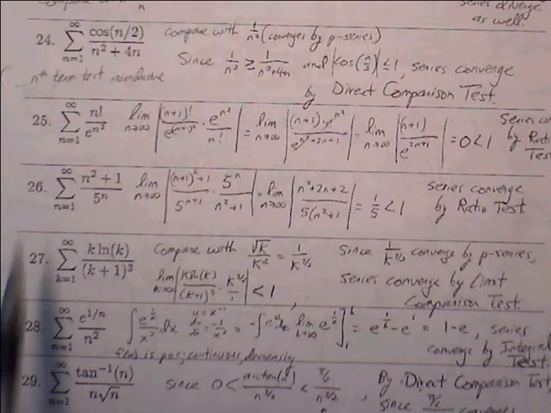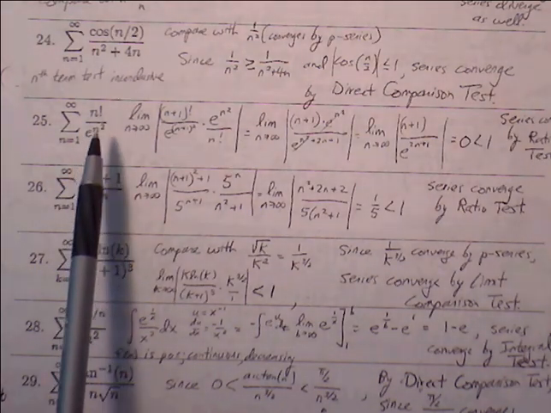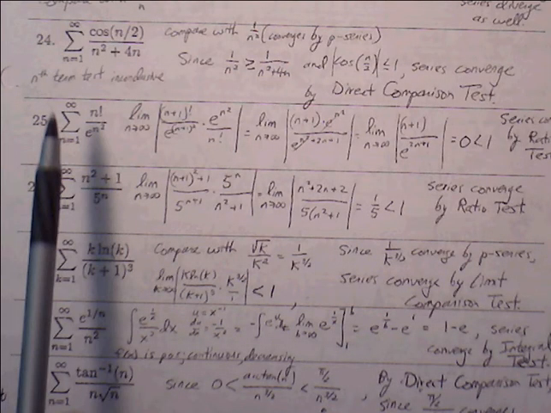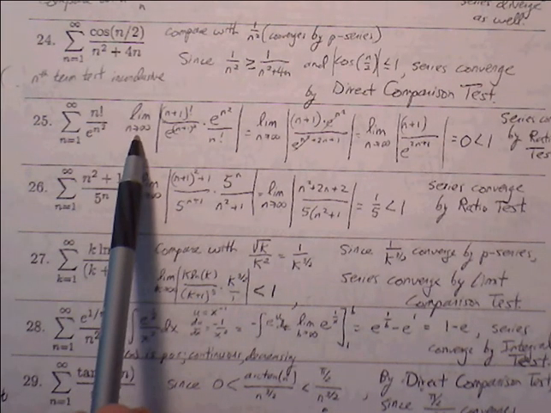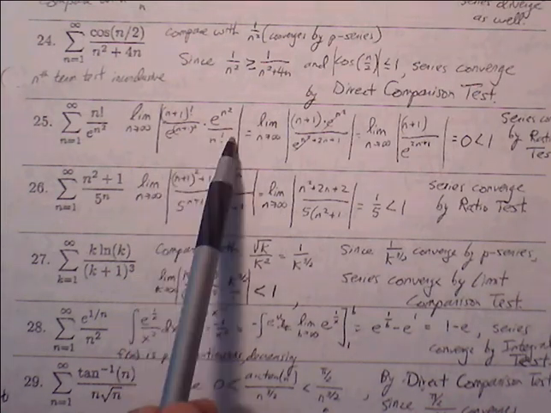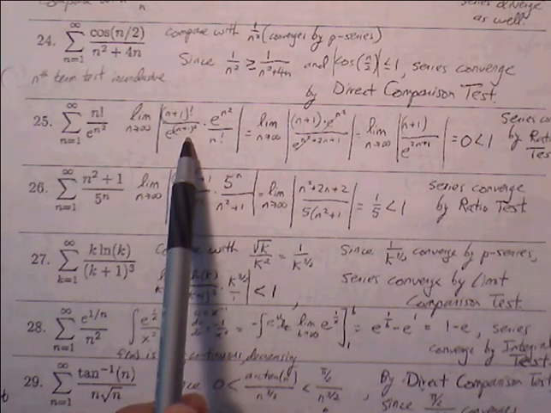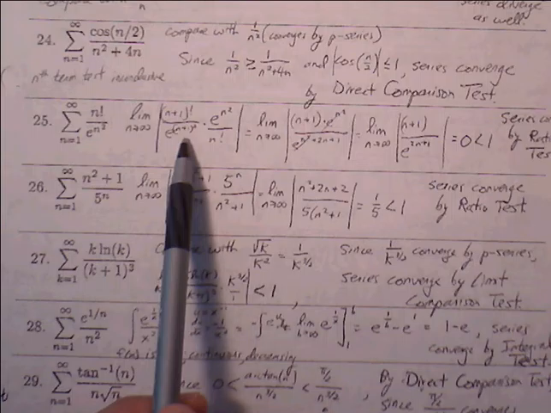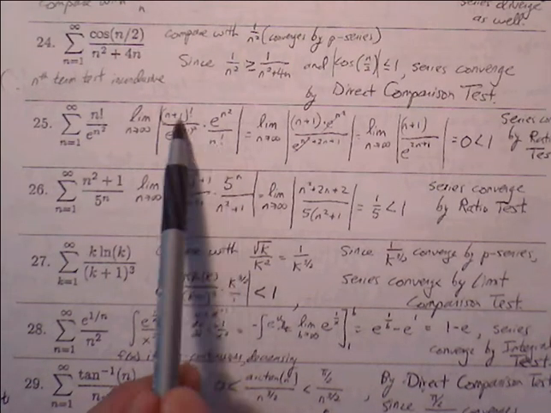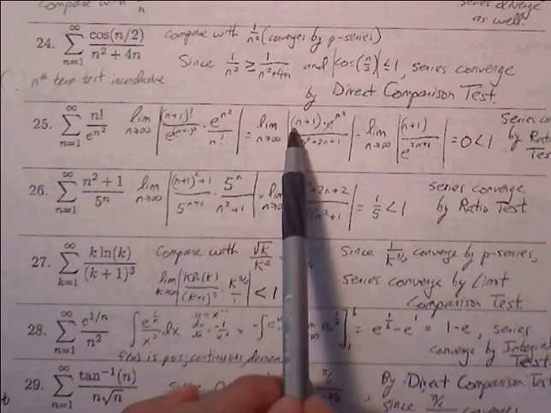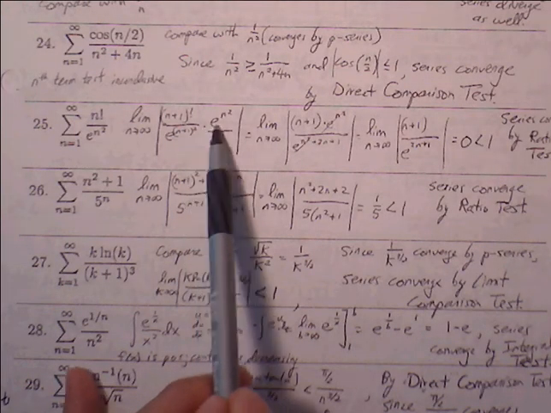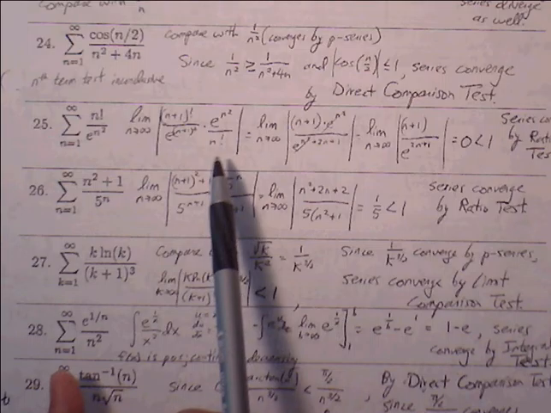N factorial over e to the n squared. We see that using the ratio test will probably be the best fit. So we want to do a limit as n approaches infinity for a sub n plus 1 divided by a sub n. Dividing by a sub n is the same thing as multiplying by the reciprocal. And if we try to clean this expression up here, n plus 1 factorial over n factorial is essentially n plus 1. And then here, e to the n plus 1 squared and e to the n squared.